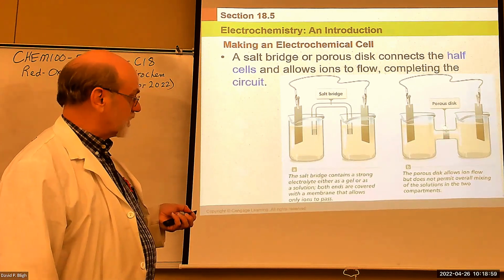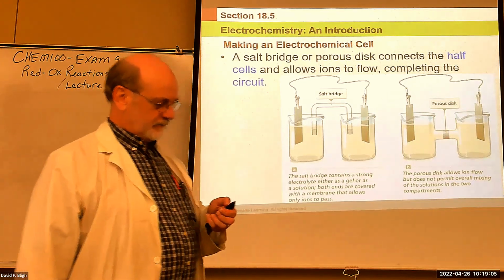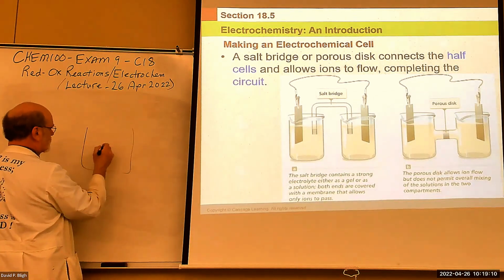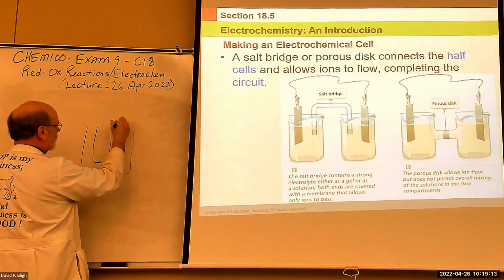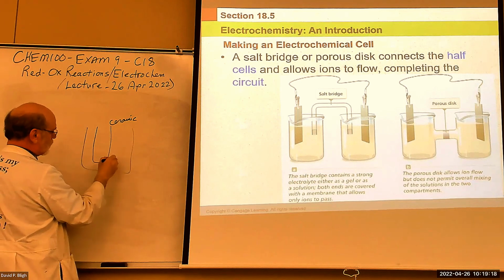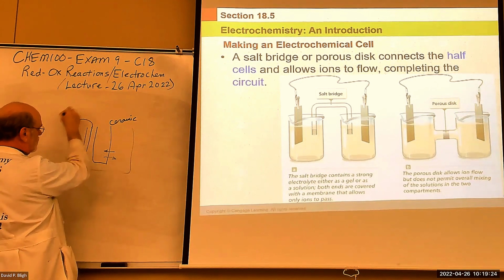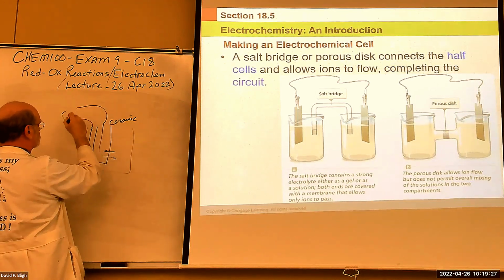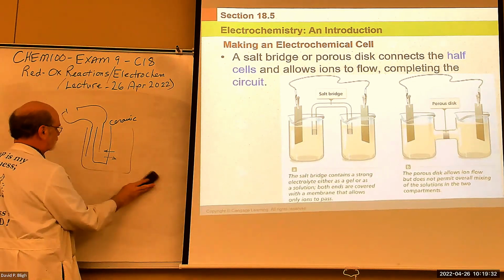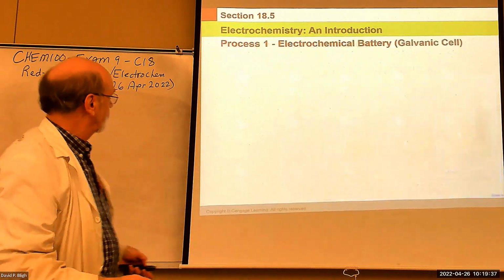Or you can put a porous disc between the two. And that keeps wholesale mixing from happening. Sometimes you can do like this and have a ceramic cup. With this ceramic cup, your ions can move back and forth, and you have this one is one cell, and this one is the other cell. Okay, that works also.